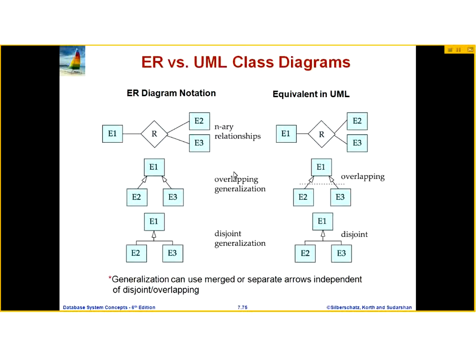Similarly, there are differences in notations of entity relationship and UML class diagrams. In ER diagram notation, entity 1 is related to entity 2 and entity 3, which is a ternary relationship, like ternary in this case. The notation is quite similar in UML as well. When you write overlapping generalization, this is written like this in entity relationship, and in UML it is written like this. This relationship is mentioned in this way in both.